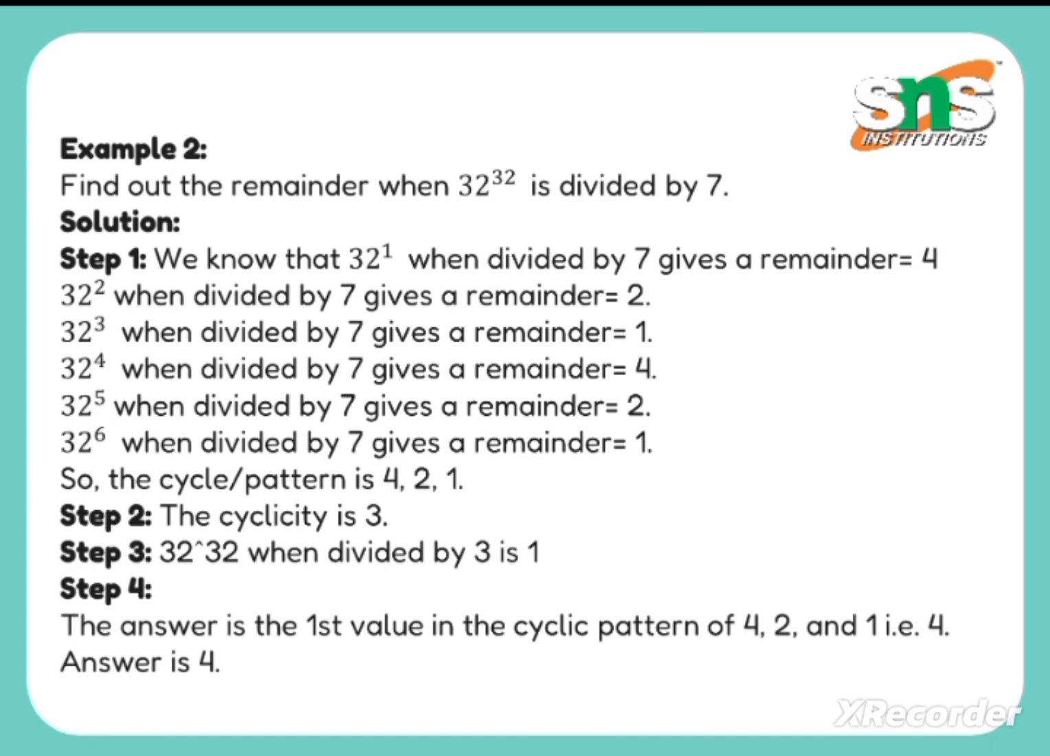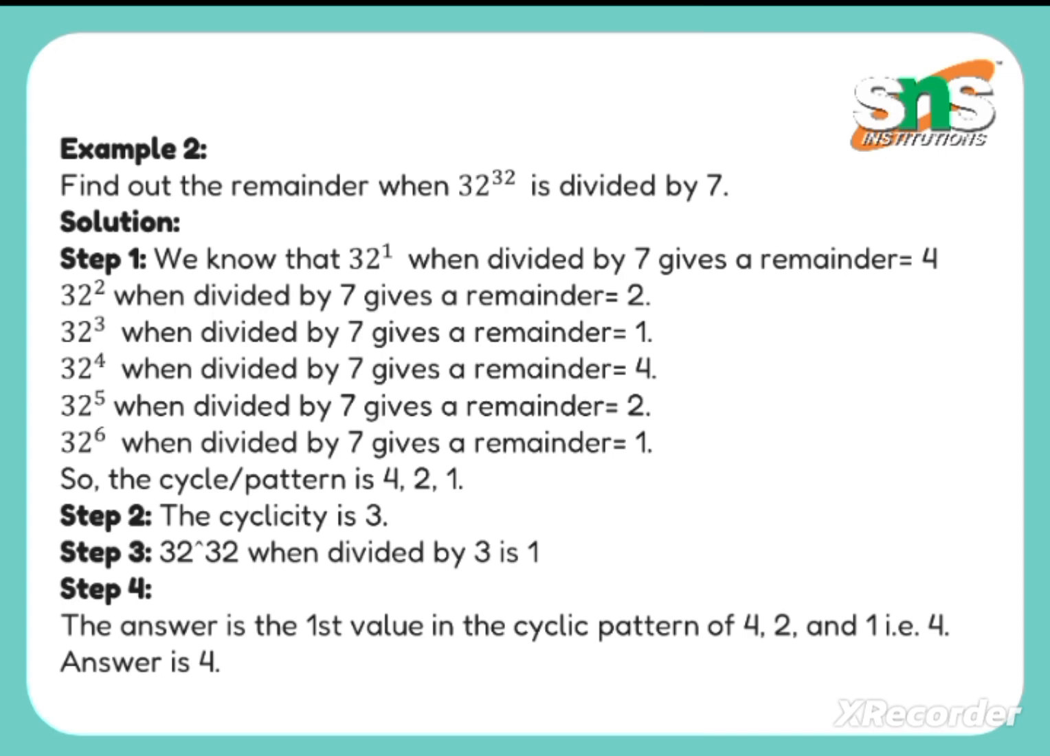Next problem. We have to find the remainder for 32 to the power of 32 when it is divided by 7. Whenever you have a problem like this, first you will find the powers and the remainders and find the pattern of the remainder, and finally understand at what point in the pattern the raised power stops. So here 32 to the power of 1 gives you the remainder 4. 32 to the power of 2 will give you the remainder 2. 32 to the power of 3 gives a remainder 1.